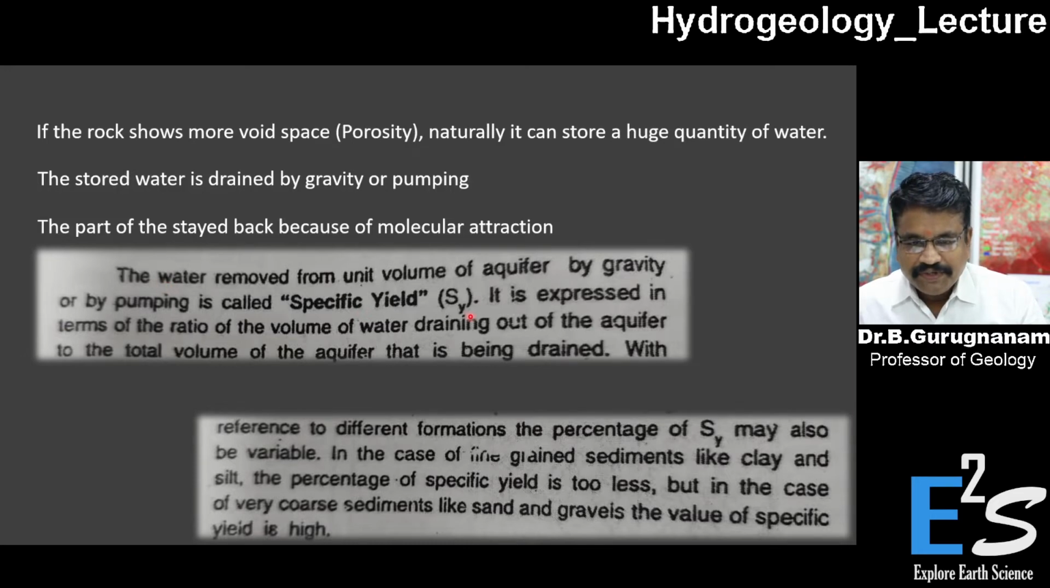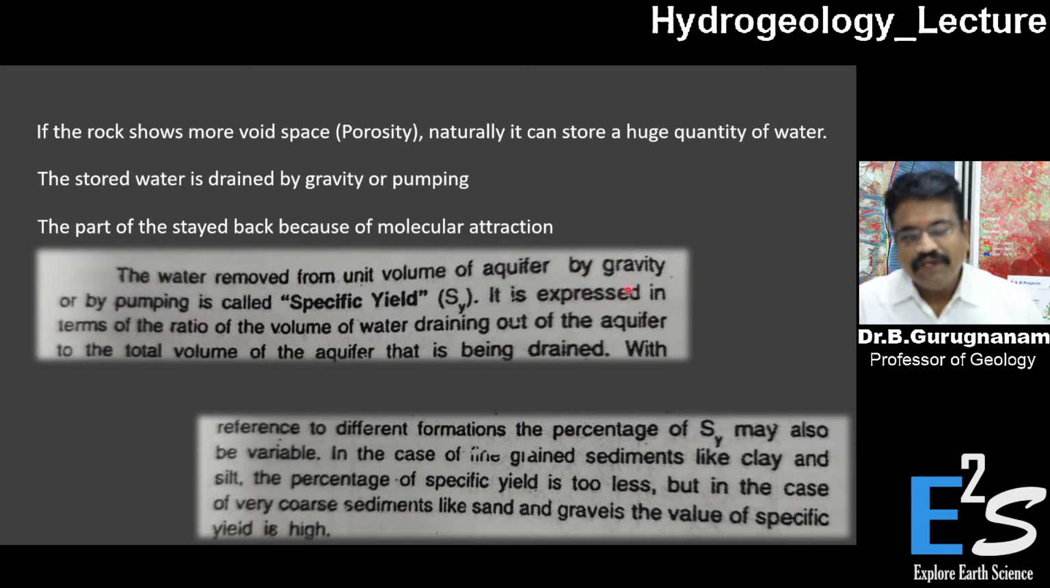Normally it is represented as SY: the water removed from unit volume of aquifer. Normally the test will be conducted on a 1 meter by 1 meter sample. You take the sample and cover all the sides, leaving the top and bottom. You take 1 liter of water, pass it from the top, and collect the water at the bottom. It's like how we do the assessment of permeability. If you know the amount of water passing, the amount of water collected, and the volume of pore spaces, you will be able to assess the yield.